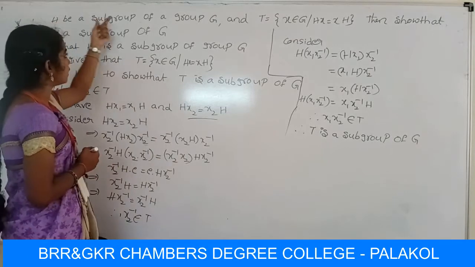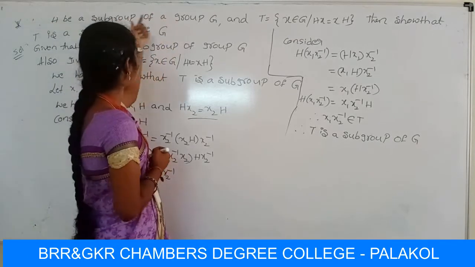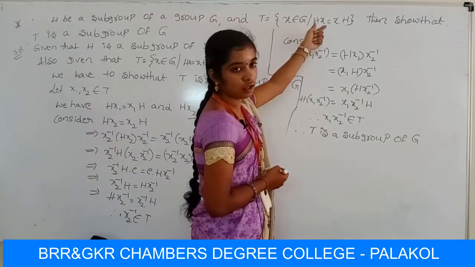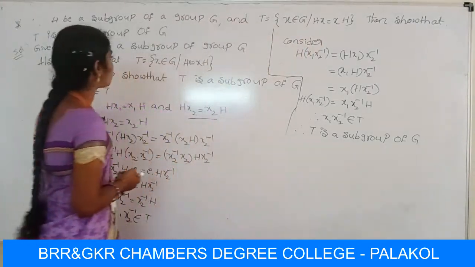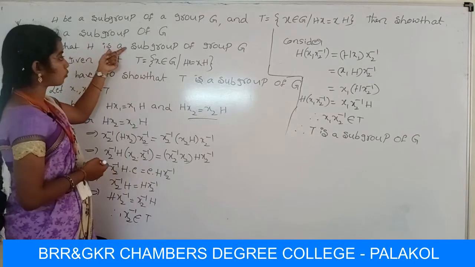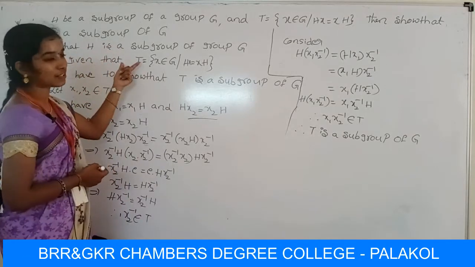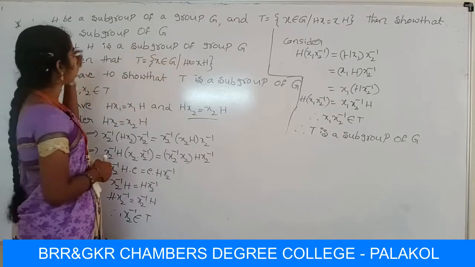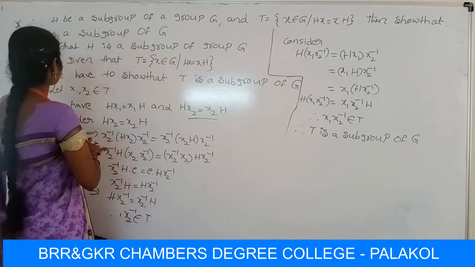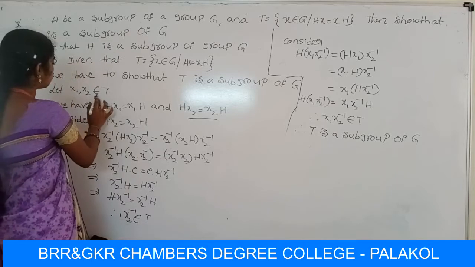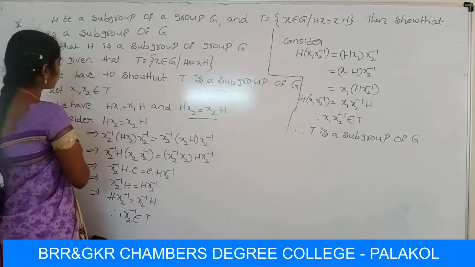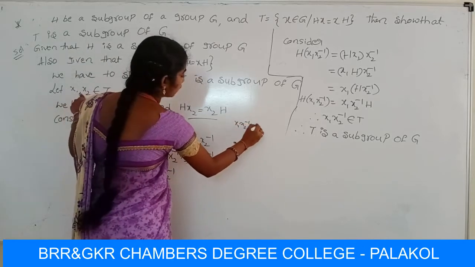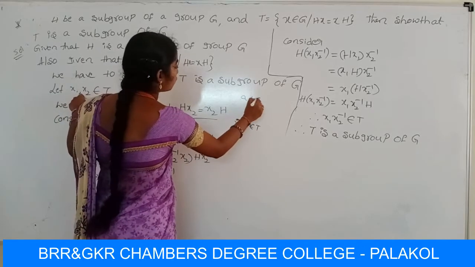So first of all, let H be a subgroup of a group Z. So T equal to x belongs to Z such that hx is equal to xh. Then show that T is a subgroup of Z. So already given that H is a subgroup of Z. Also given that T is equal to x belongs to Z such that hx is equal to xh. Finally you have to prove T is a subgroup of Z. So let us consider x1, x2 belongs to T. So we have to prove finally x1 into x2 inverse belongs to T. So already know that a, b belongs to H.